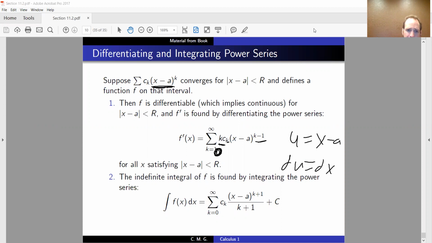So I can integrate this thing, and the indefinite integral has a plus C, that constant term. So it's not a unique function coming out of it, but the power series part of it is a unique thing. It's kind of nice.